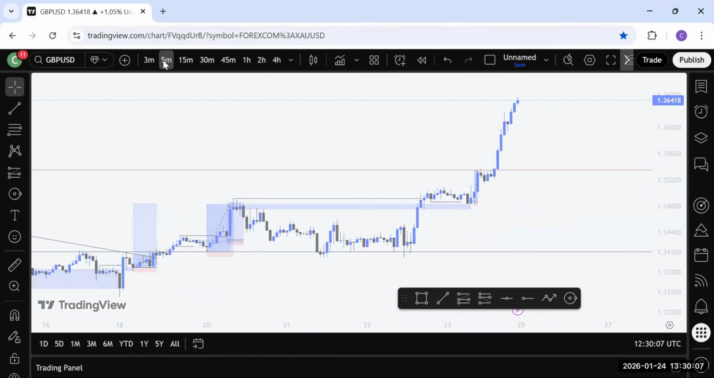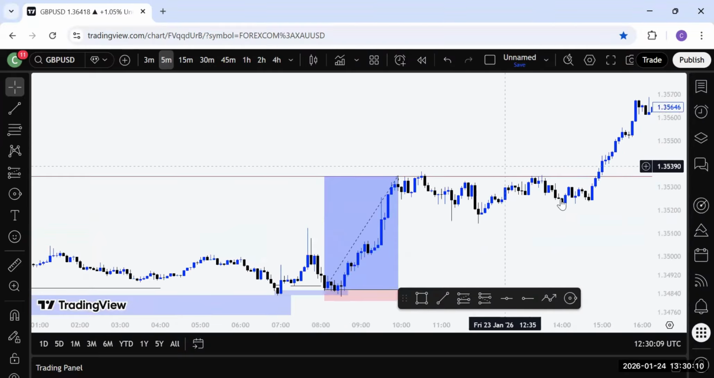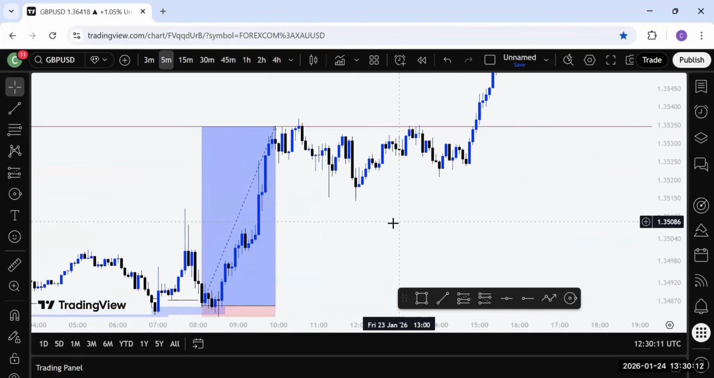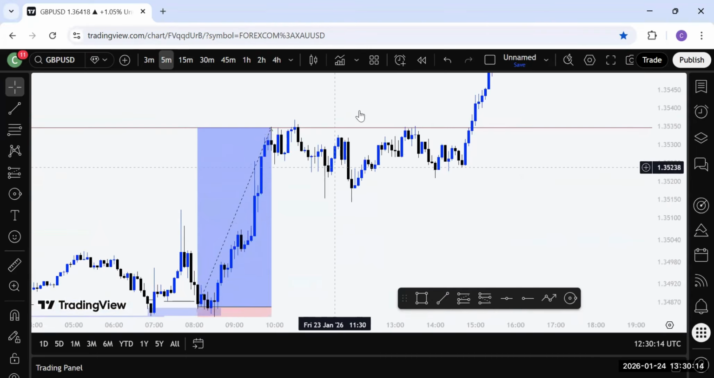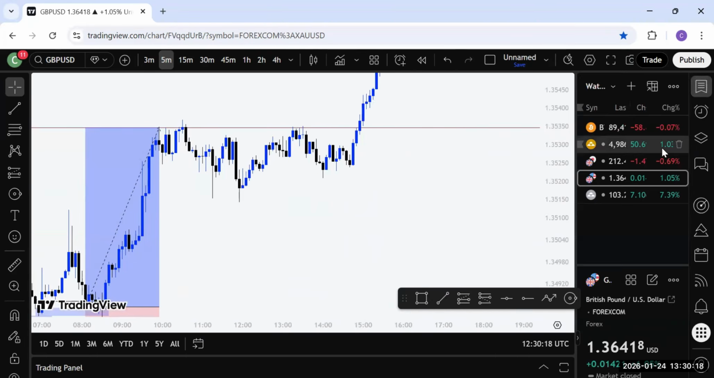And just watch what happened. The moment market hit my target, it immediately started ranging. You can see it hit the target, it started ranging before it moved up again, using liquidity for exit.